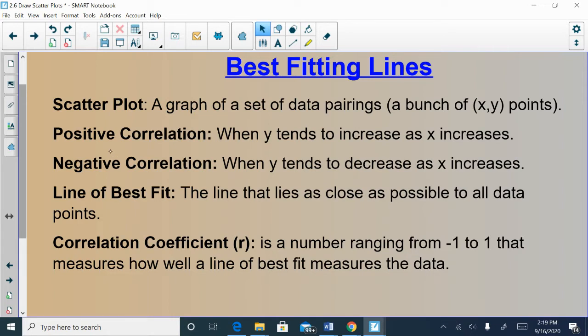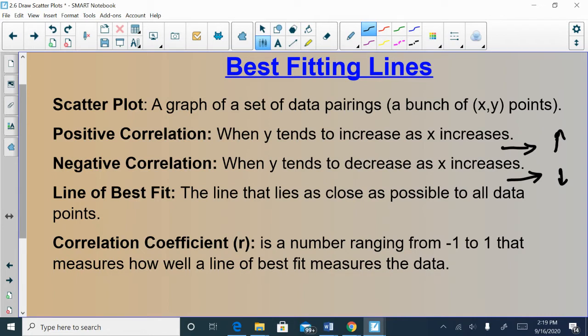We say that our scatter plot has positive correlation as y would increase as x increases. So as x is increasing, your x value is going this way, the y value is going up. That would be positive correlation. And if y is going down as x increases, that would be negative correlation. Right? So as x increases, y is going down, negative. If as x increases, y is going up, that would be positive correlation.